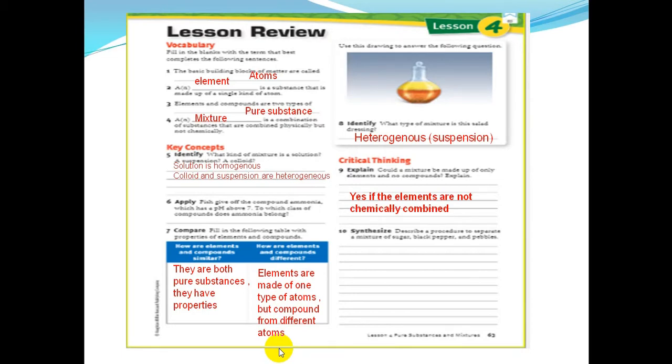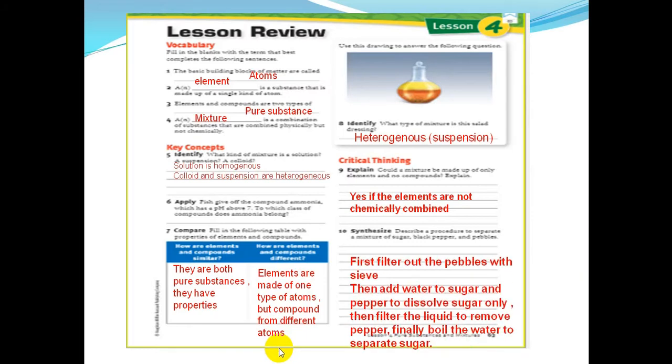In question 10, describe a procedure to separate a mixture. If we have a mixture of sugar, black pepper, which we use for food, and pebbles, how can you separate them? Let's see. First, filter out the pebbles with a sieve. Do you know the sieve that we use? This one has holes inside. You can put the whole mixture inside and shake it. What will happen? The pepper and the sugar will fall down, but the pebbles will stay up because this sieve has holes, but not big enough to let the pebbles go through.